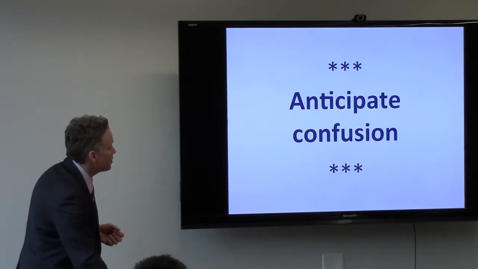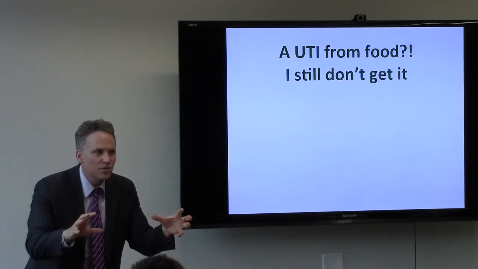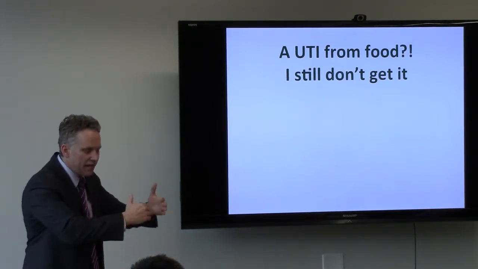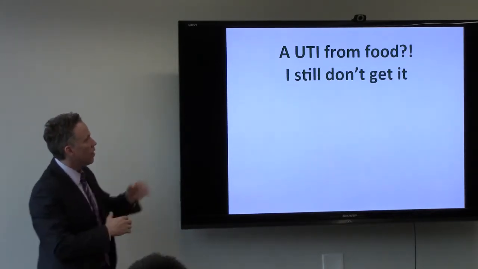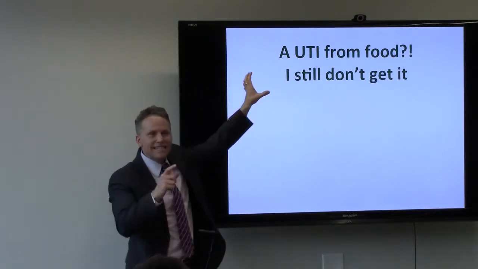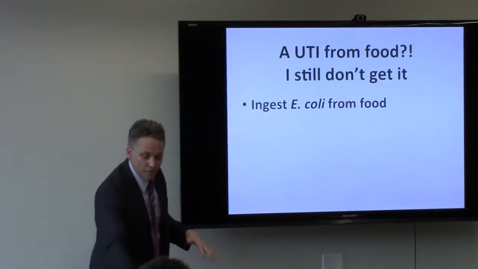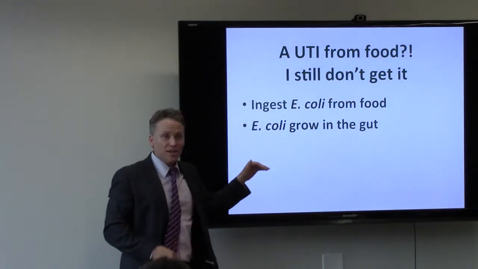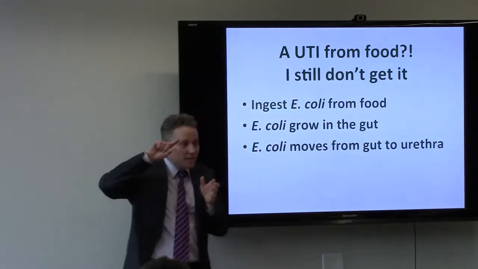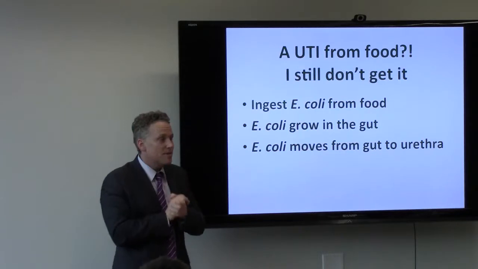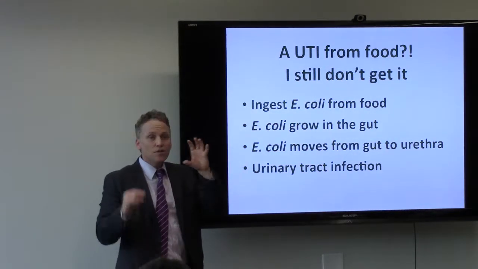Anticipating confusion, I think, is really important. So I talk about foodborne urinary tract infections. I could see it on people's faces, even after I spoke about it for a while, that they didn't get it. So I would put this up there and walk through it one more time. You ingest E. coli from the food. E. coli grows in your gut. E. coli moves from the gut to the urethra, from the anus to the urethra. It's a short trip. And that sets up a urinary tract infection. And then you see the light bulbs.